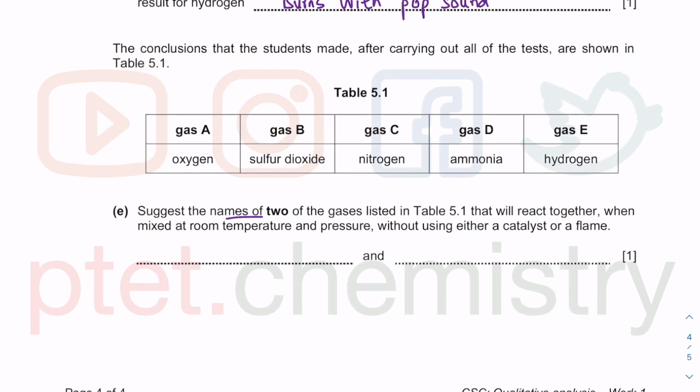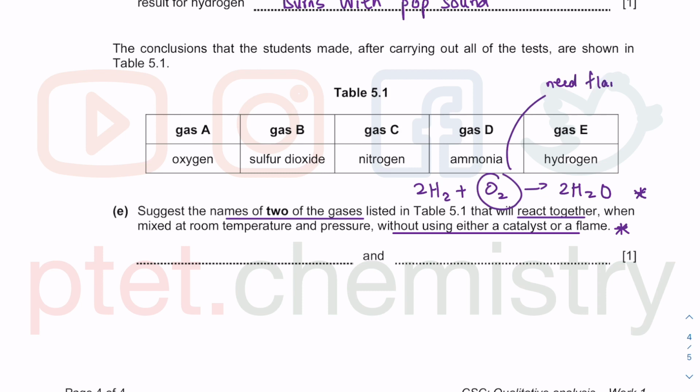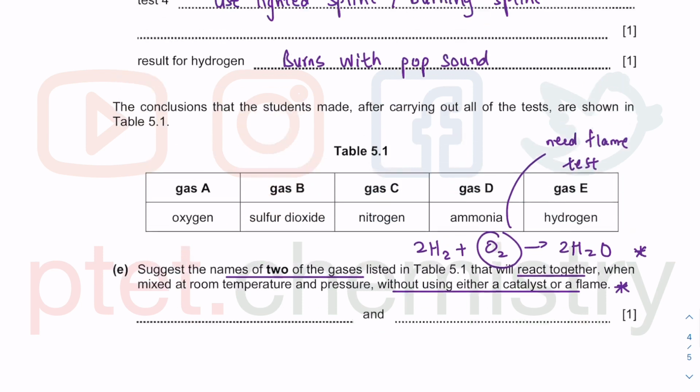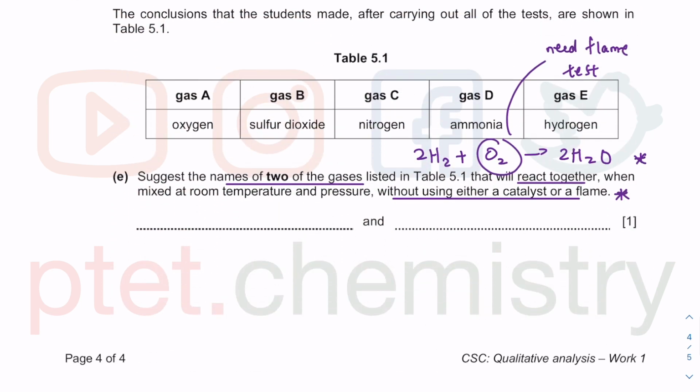Now suggest the names of 2 of the gases that will react together at room temperature and pressure without using a catalyst or flame. So you don't put fire on it and they will react together. So not hydrogen, because hydrogen needs oxygen in order to produce water. This is classic primary school as well as lower secondary science. Hydrogen needs to burn with oxygen to produce water, so you do need a flame for hydrogen. That's why we use a lighted splint to test for hydrogen. So that's not going to work here.